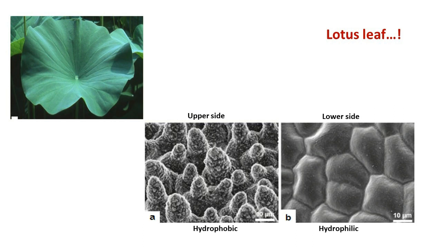Now you can see the electron microscope images of the upper and lower sides of the lotus leaf. We note that the configuration is totally different on the upper side as well as on the lower side. Now once again we see the wonders of God's creation.